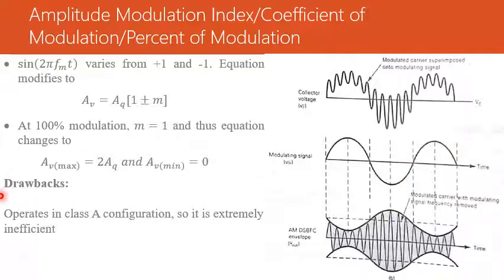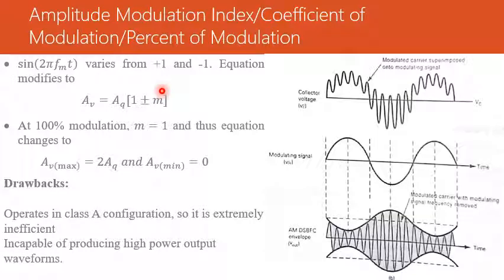Then we'll move to the drawbacks. So one of the drawbacks is that it operates in a class A configuration, so it is extremely inefficient. So the class A amplifier is extremely inefficient. So in this low level modulator, the transistor Q1 operates as a class A amplifier, which is an extremely inefficient amplifier.